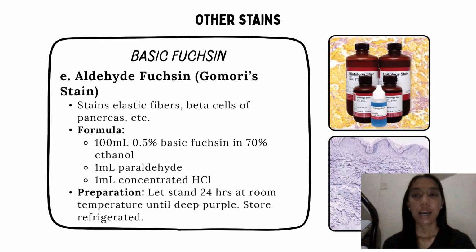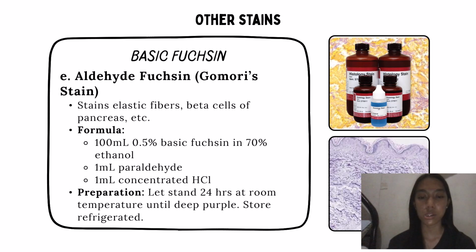Last stain under the basic fuchsin is the aldehyde fuchsin or the Gomori stain. So this stains elastic fibers and beta cells of the pancreas. It is composed of 100 ml of 0.5% basic fuchsin in 70% ethanol, 1 ml of paraldehyde, and 1 ml of concentrated hydrochloric acid. This should stand for 24 hours at room temperature until deep purple, and be stored in the refrigerator.